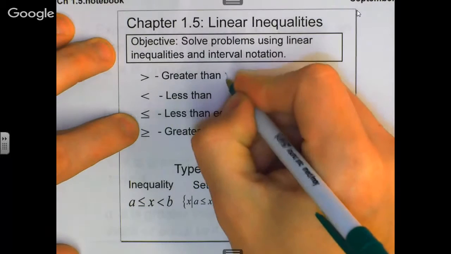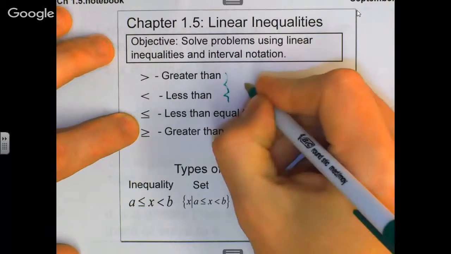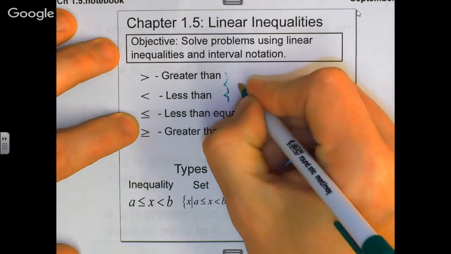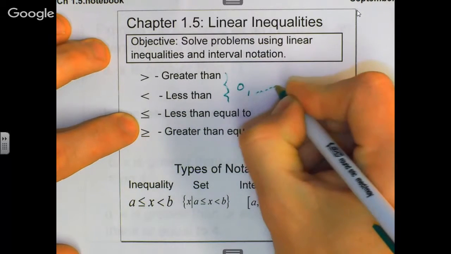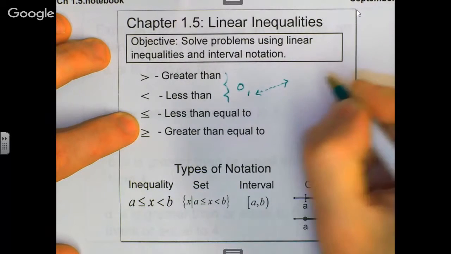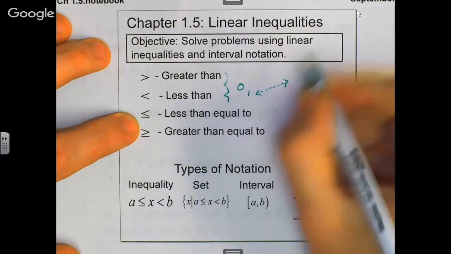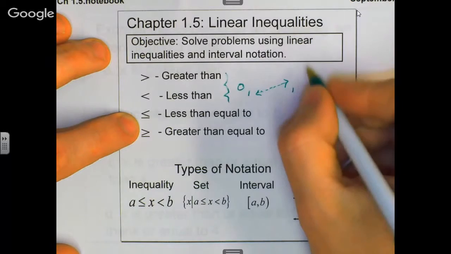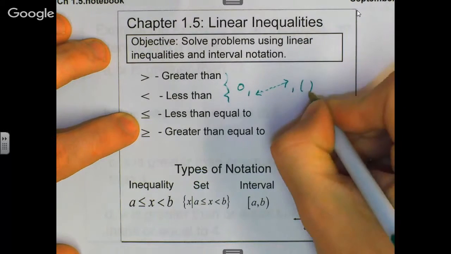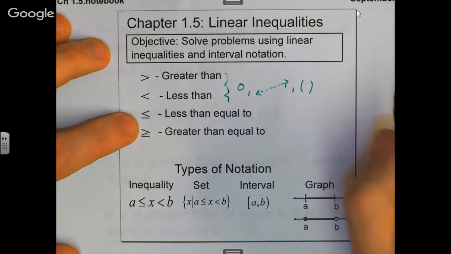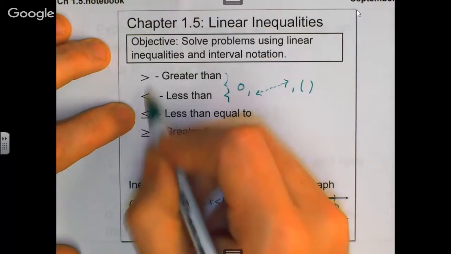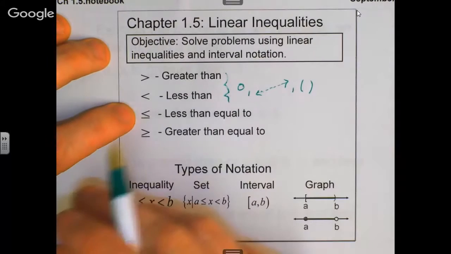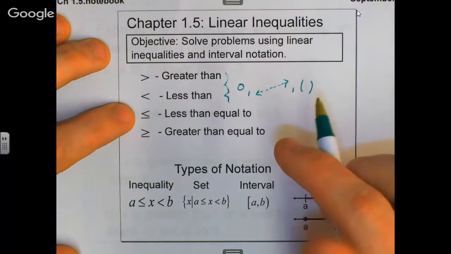With greater than and less than, we have some other specific symbols we use. We use an open circle for one-dimensional graphing, a dotted line for two-dimensional graphing, and for our interval notation, we would use parentheses. Greater than, less than basically just means I cannot choose whatever number we're talking about. I can go all the way up to it, but I can't choose it.